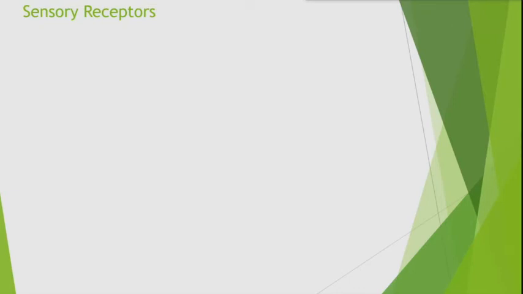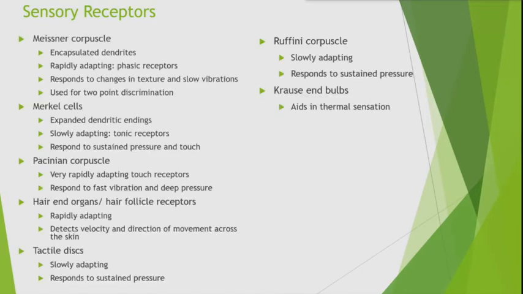Meissner receptors, then Merkel receptors. Good. Pacinian corpuscles. Excellent. Free nerve endings for pain. Any end bulb? Krause end bulb? So you have different types of receptors.